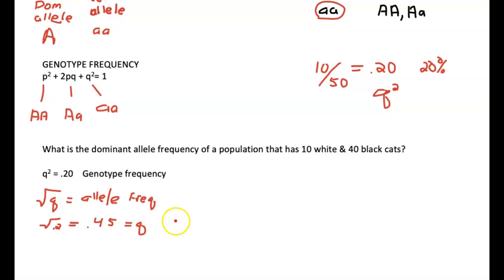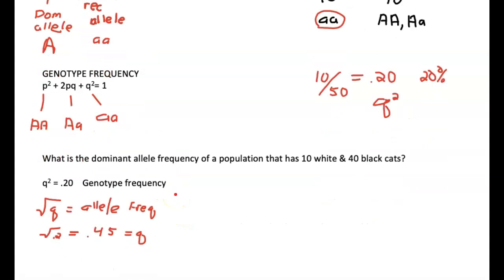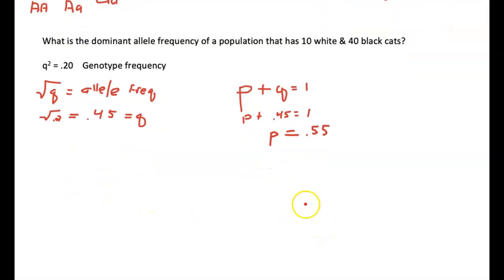This is the same as q, which is the recessive allele frequency. So if I know q, remember the equation, p plus q equals 1. I know q is 0.45, just basic algebra here, guys. p plus 0.45 equals 1, p equals 0.55. So now the allele frequency of q, or the recessive allele, is 0.45. The allele frequency of p is 0.55.